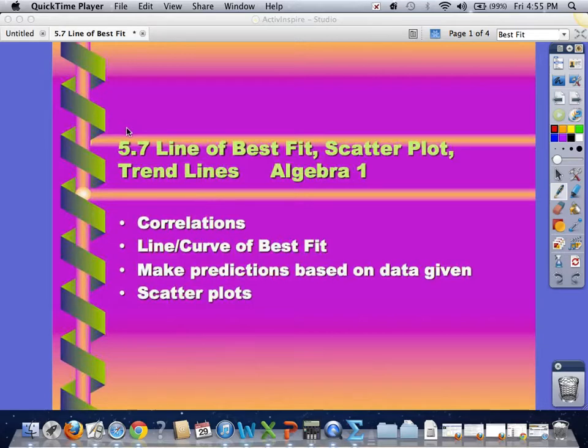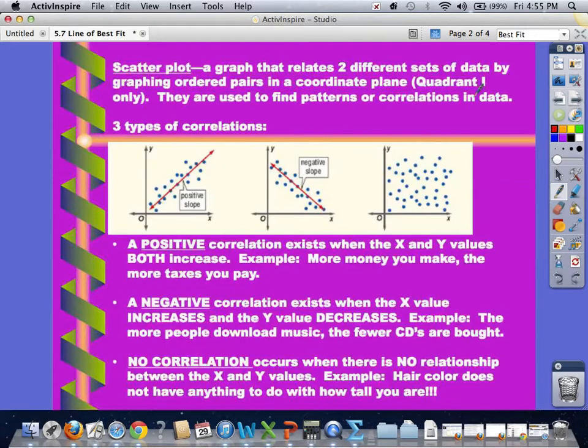5.7 Line of best fit or scatterplot trend lines, Algebra 1. We're going to talk about correlations between data. We're going to talk about lines or curves of best fit. We're going to be able to make predictions based on the data given, and we're going to talk about scatterplots in this section. All right, so the first thing we're going to talk about are scatterplots.